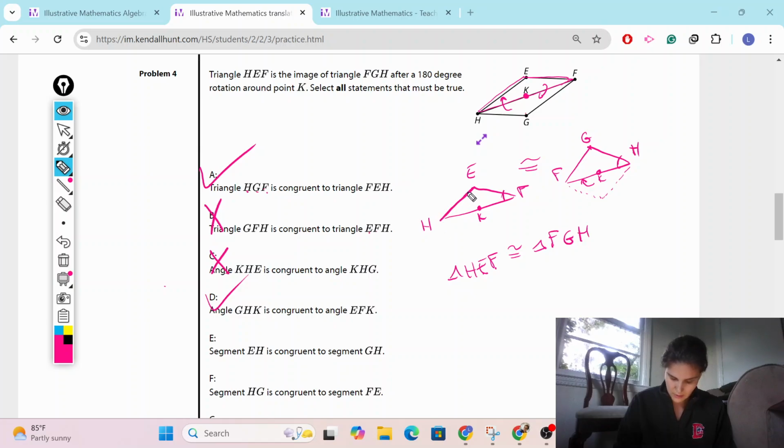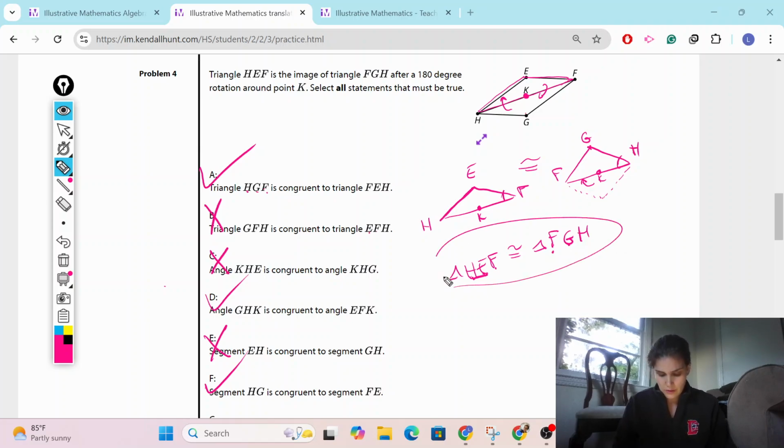Is segment EH congruent to GH? Well, EH is right here, which matches with FG, and GH is over there, so no. And you can see EH matches GF, not GH. So the letters match up too. Finally, is segment HG congruent to segment FE? Yep, they're in the same spot, so they are congruent.